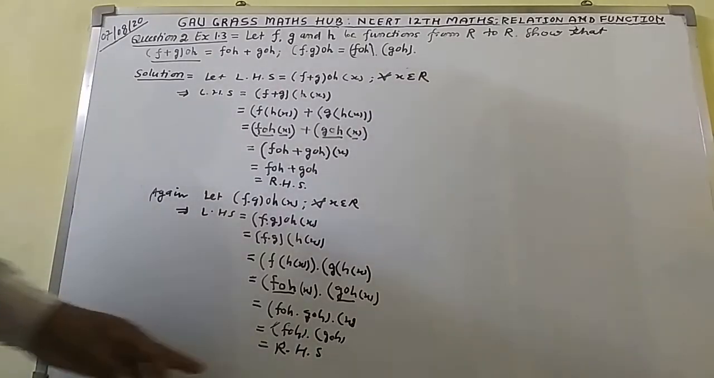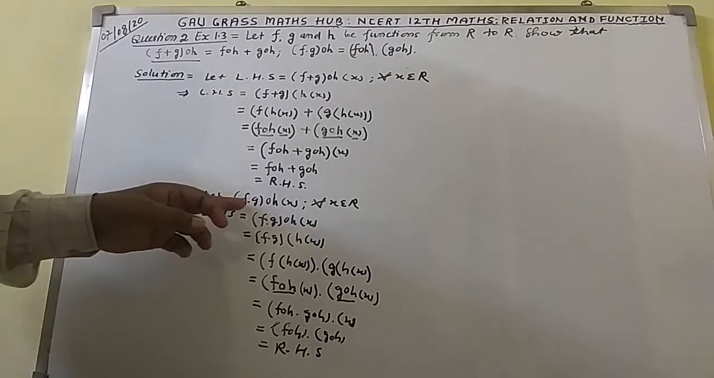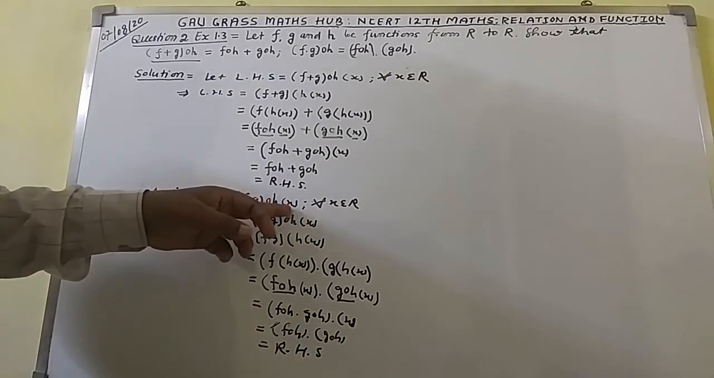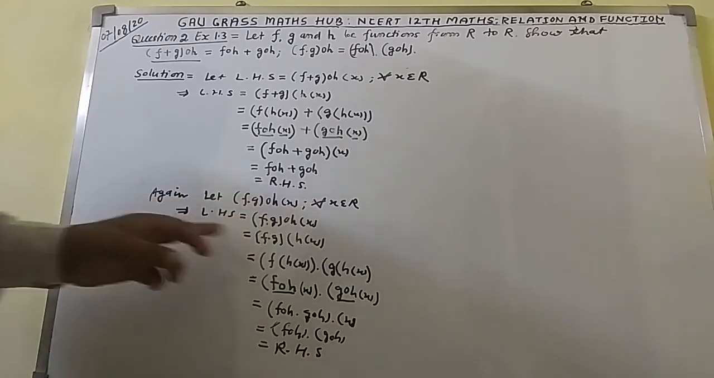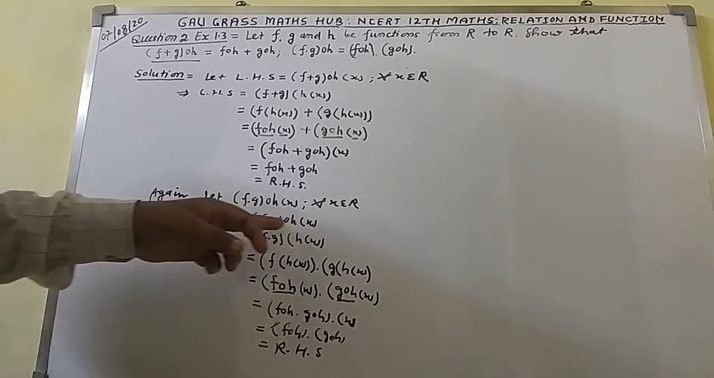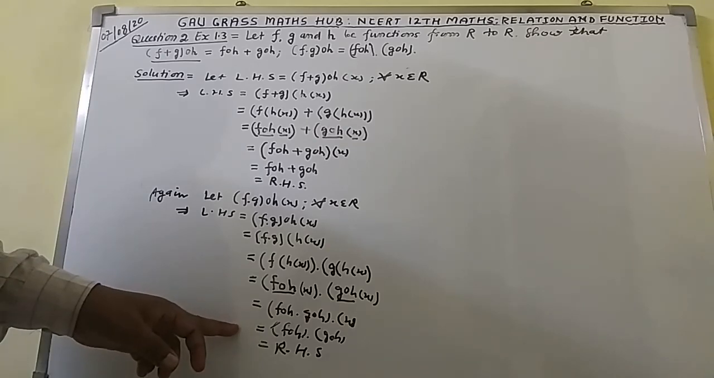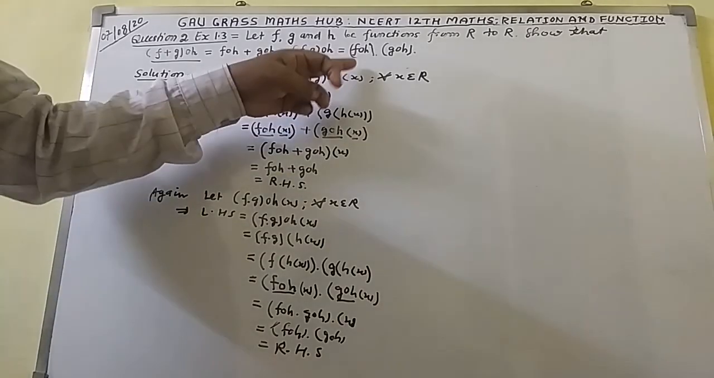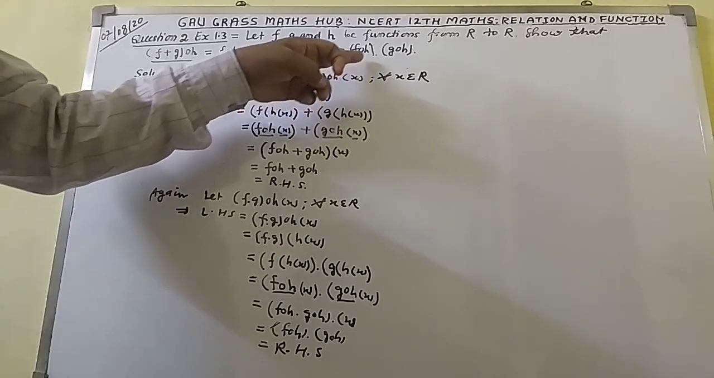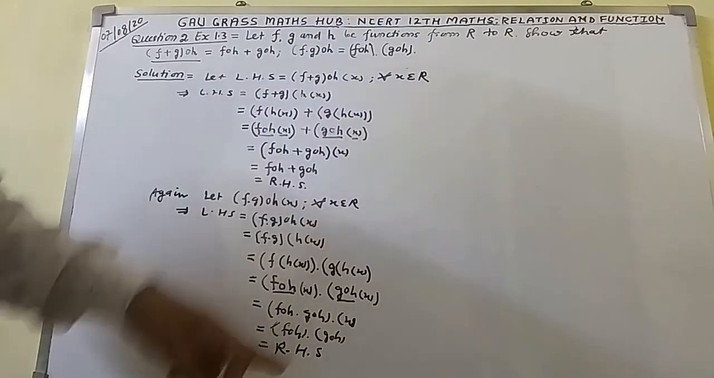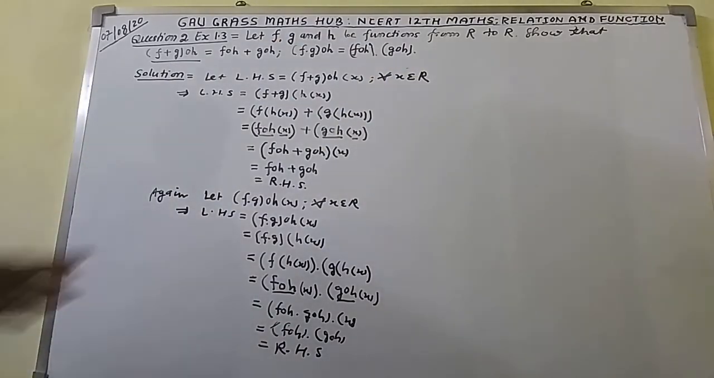So here you can see, let (f dot g) o h of x for all x belonging to R. From the left hand side you can see I have proved the RHS, f o h dot g o h. This is the right hand side. The left hand side is equal to the right hand side.